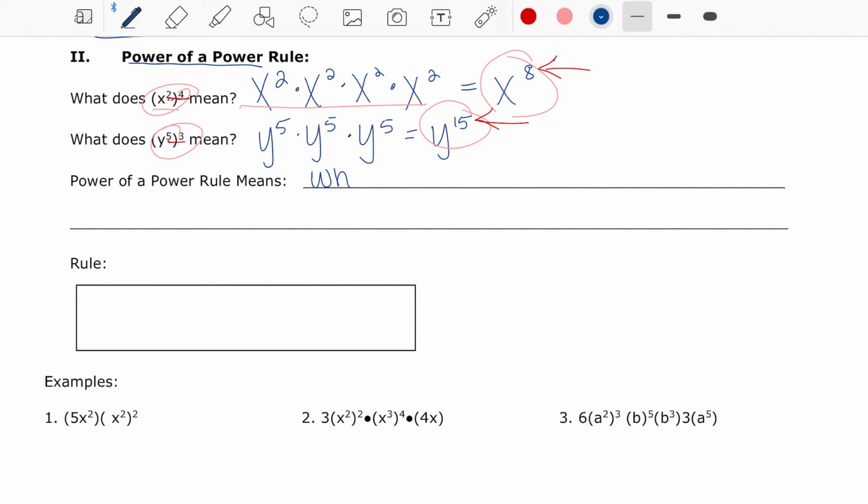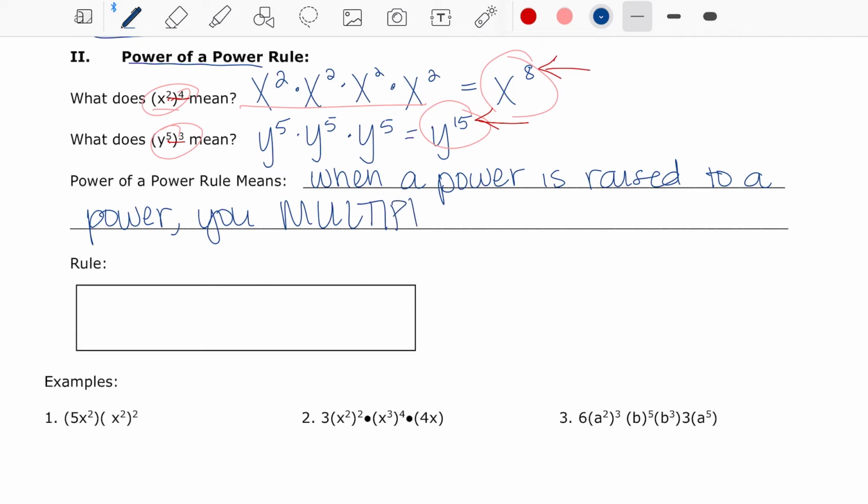When an exponent, or when a power, is raised to a power, you multiply the exponents. Now the difference here from what we just looked at is this time I have an exponent actually raised to another exponent.